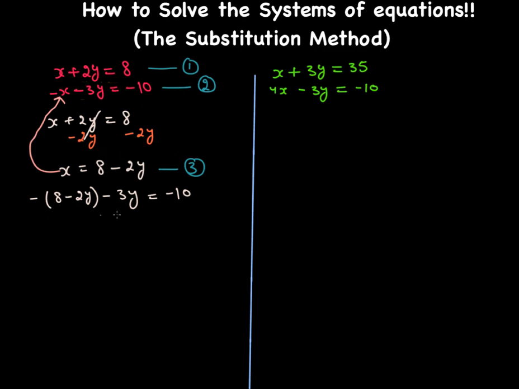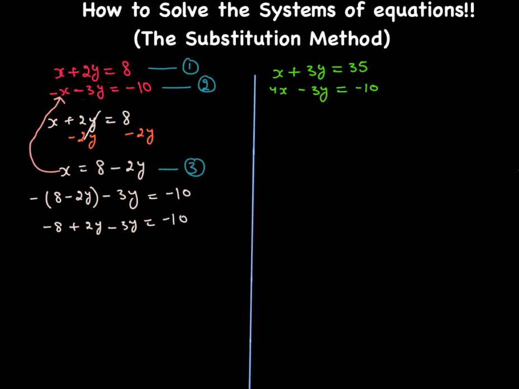Now we're gonna solve this equation. You see, we're left with only one variable, which is y. If we solve this equation, we can find the numerical value of y. First of all, we distribute this negative sign over these two numbers. That gives me -8 plus 2y, and that stays the same, -3y is equal to -10.